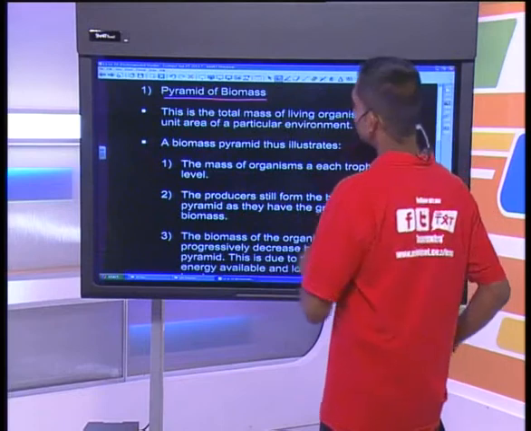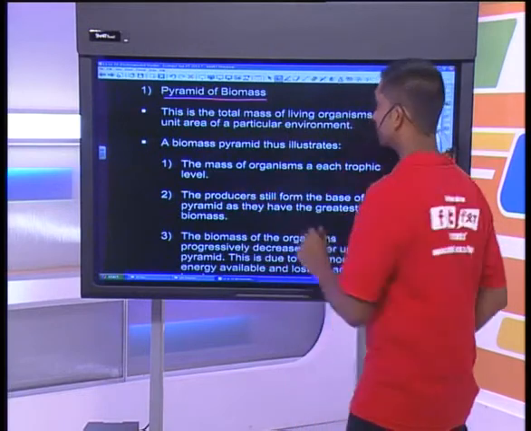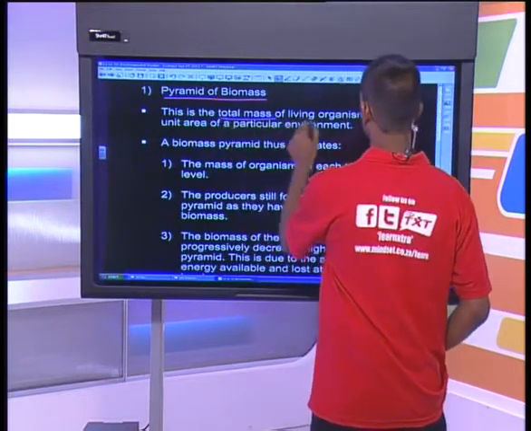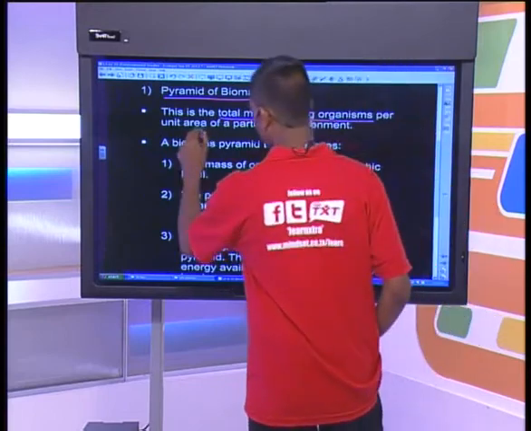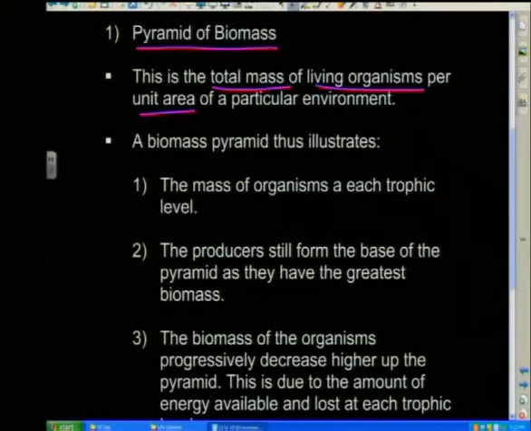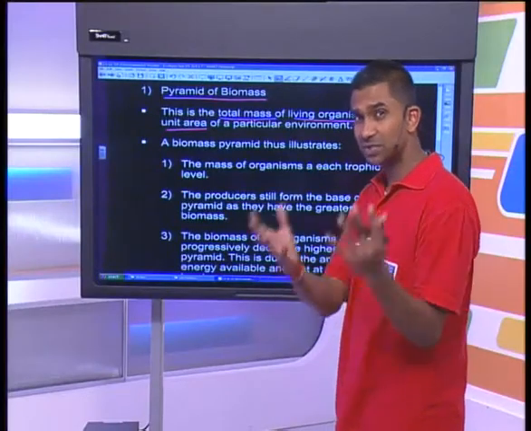Right, so when we talk of biomass, we refer to the total mass of living organisms per unit area in a particular environment. So biomass will refer to the total amount of energy per unit area in a living organism. So what will a biomass pyramid illustrate to us? What will it show us?